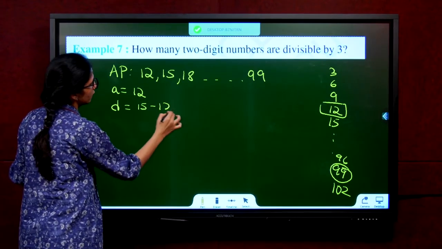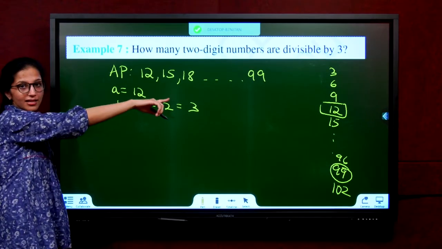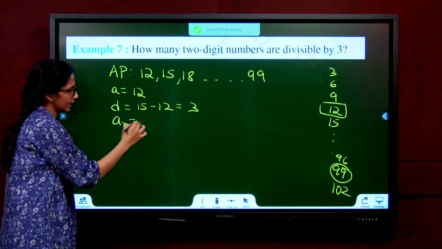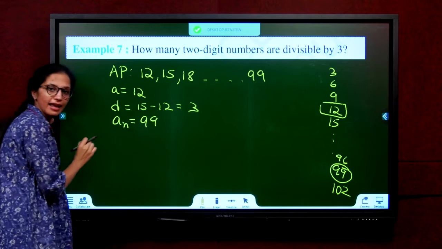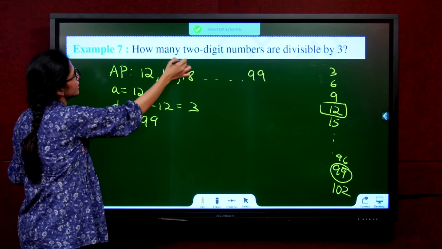15 minus 12 is 3. The last possible two-digit number is 99. If I find N, that means I will get how many numbers there are. How many means N.